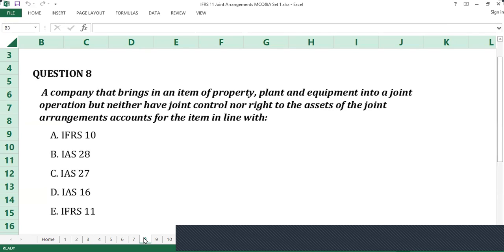Question number 8. A company that brings in an item of property, plant, and equipment into a joint operation, but has neither joint control nor right to the assets of the joint arrangement, accounts for the item in line with dash. A, IFRS 10. B, IAS 28. C, IAS 27. D, IAS 16. E, IFRS 11. Time counts.